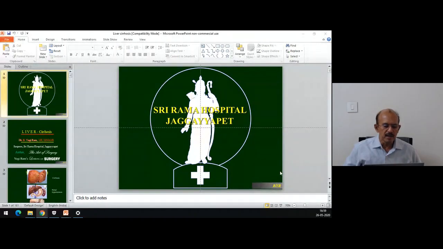It is mostly done for acute variceal bleeding. Next, it is done for those cases where you want to prevent recurrent bleeding when EST and banding are not successful in eradicating the varices.